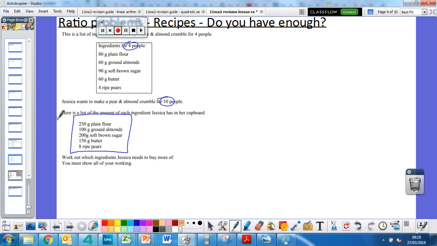Now, we're not being asked here what's the maximum she can make. What we're being asked here is, does she have enough? Which ingredients does she need to buy more of? So we are going to have to think here. What has she got? What does she need? Now, this is what she has got. But the question is, what does she need?